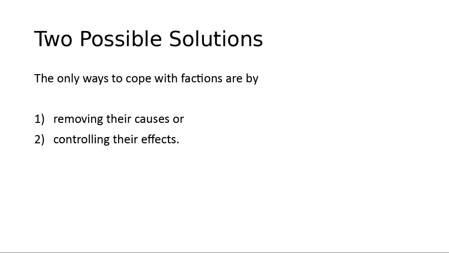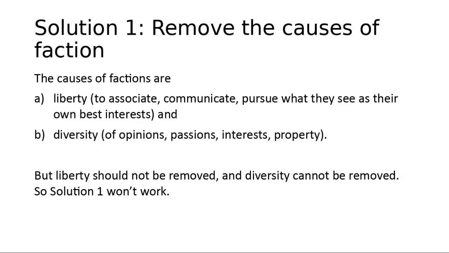And Madison says you've got two possible solutions here. You can either remove the causes of a faction so that they don't occur, or you can control the effects of factions so they can't carry out their evil designs. And so he wants to look at both of these possible solutions to see which is actually going to work. So the first solution is you could remove the causes of faction. So let's look at what the causes of faction are.